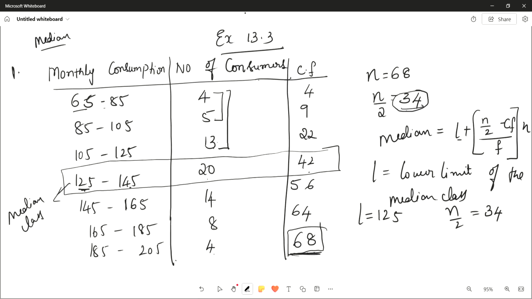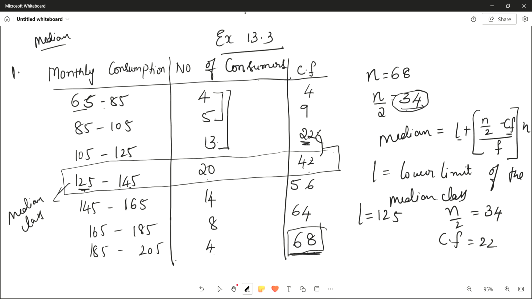Okay, CF means you have to take the CF value earlier than the median class. Here CF indicates the preceding class CF. If this is the median class, preceding that, the value is 22. So CF value you have to take as 22 here.